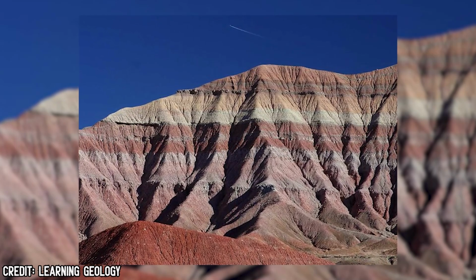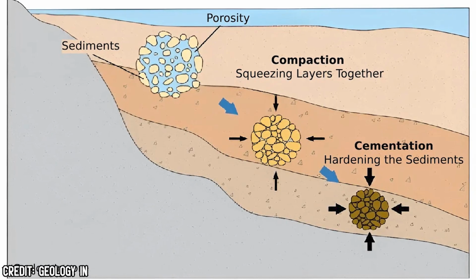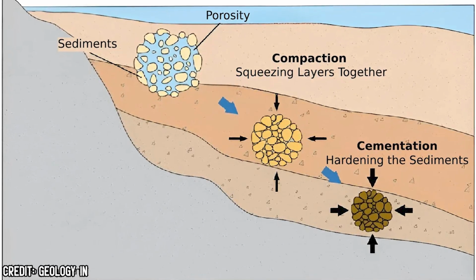or bedding planes. Finally, we have compaction and cementation. Over time, layers build up and the weight of the overlaying sediments compresses them. Minerals like silica, calcite, and iron oxides act as cementing agents, binding the particles into solid rock. Okay, so now we know how the rocks are formed, but why do we care?